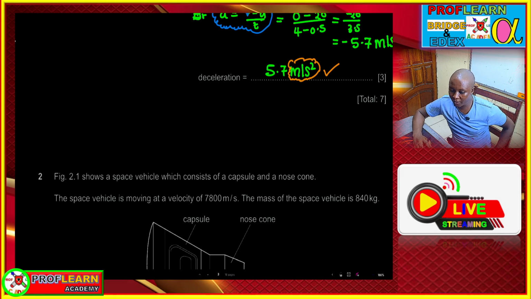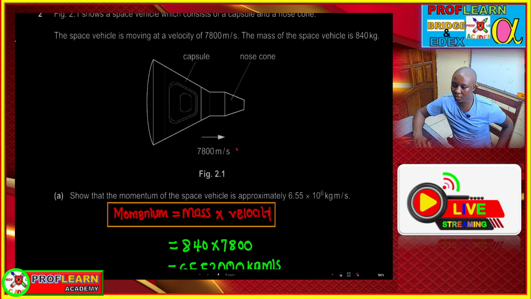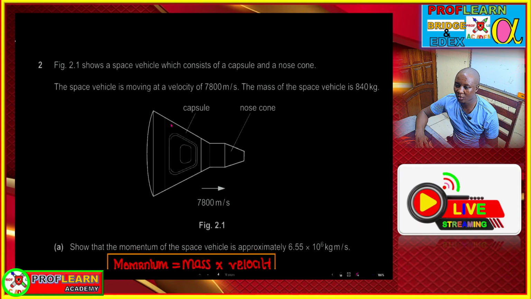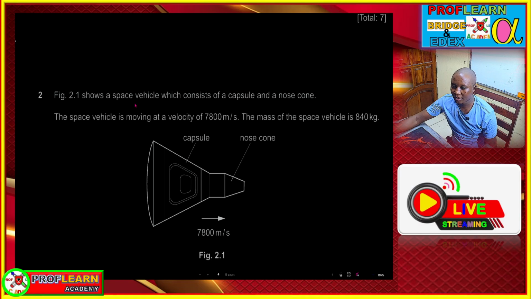All right, so moving further, the next concept that was tested here is the concept of momentum. You were supposed to understand that momentum is equal to mass times velocity. In this question, you are supposed to show the momentum. That means for the capsule, we need to know the mass of the capsule. In this space vehicle, it had a mass of 840.